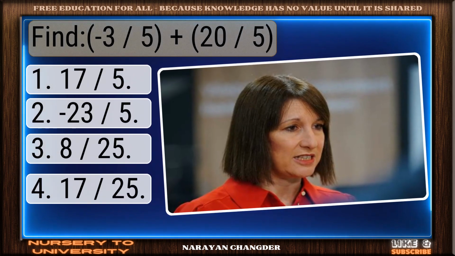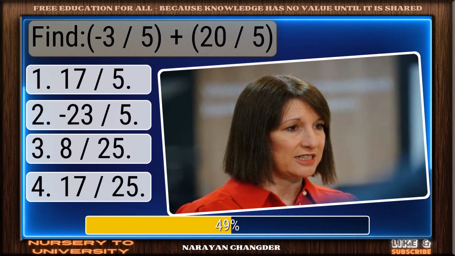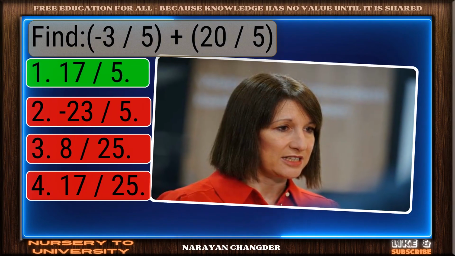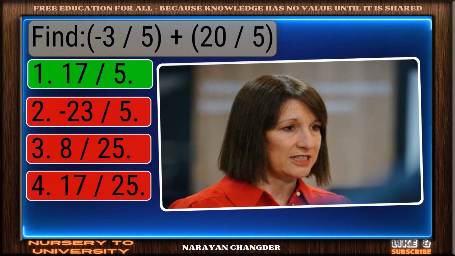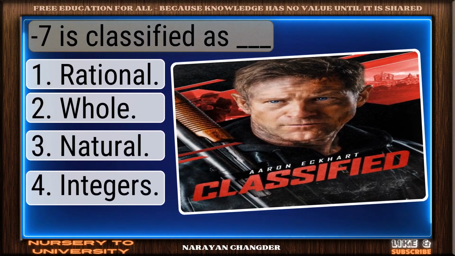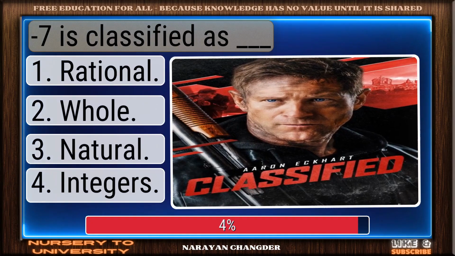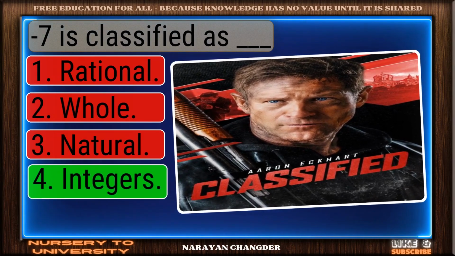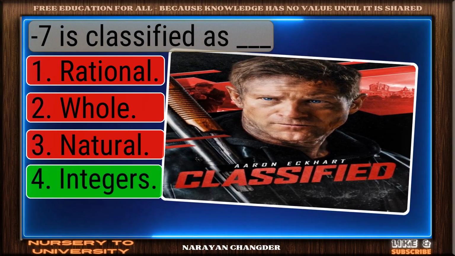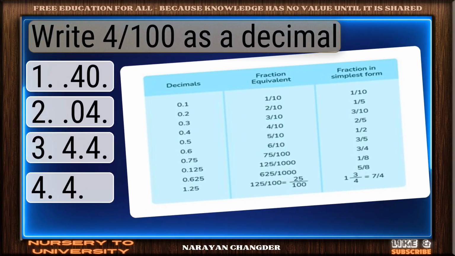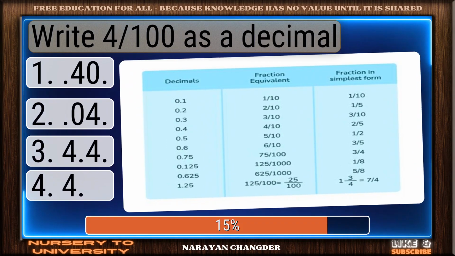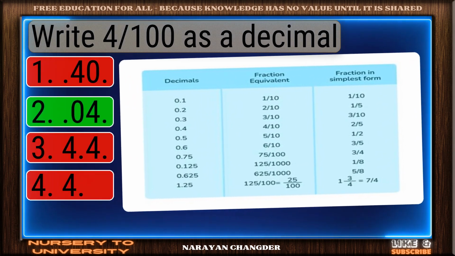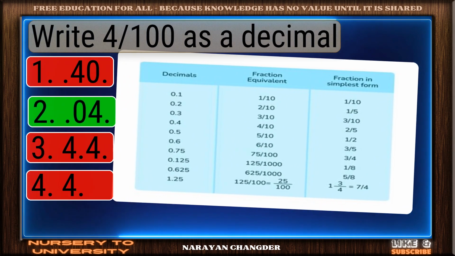Question number 182. Find plus. Correct response. 17/5 is the most accurate answer. Question number 183. 7 is classified as dash. Well done. Integers is the right choice. Question number 184. Write 400 as a decimal. Nice selection. 0.4 is the correct and valid answer.